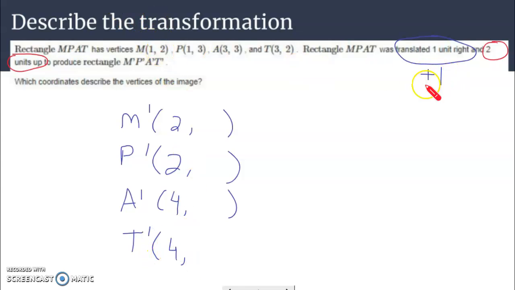Then notice we say 2 units up. That means we're going to add 2 units to every y coordinate. So M prime would have a y coordinate of 4, P prime would have a y coordinate of 5, so would A prime, and then T prime would have a y coordinate of 4. So notice all the x coordinates of the original MPAT, we added 1, and to the y coordinates we added 2. That's moving right 1 and up 2.